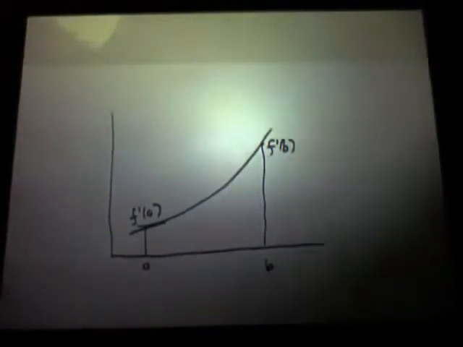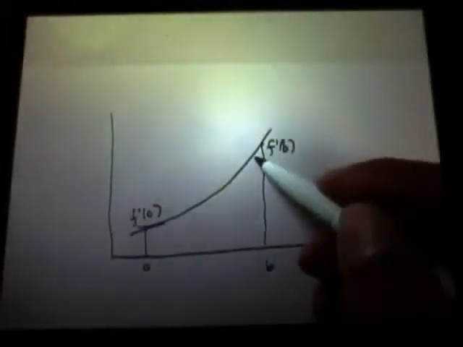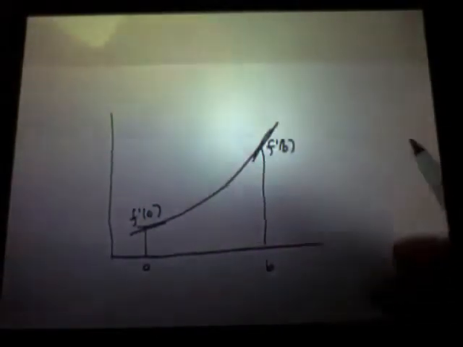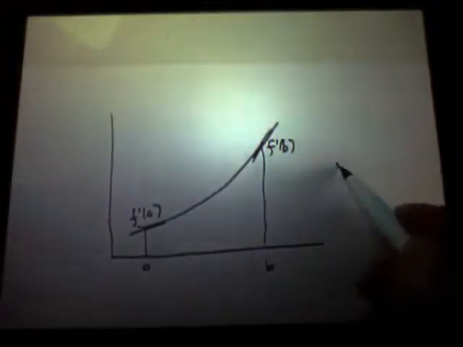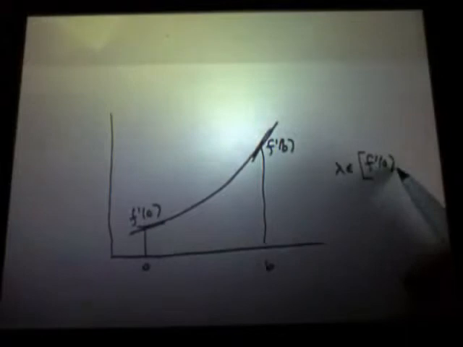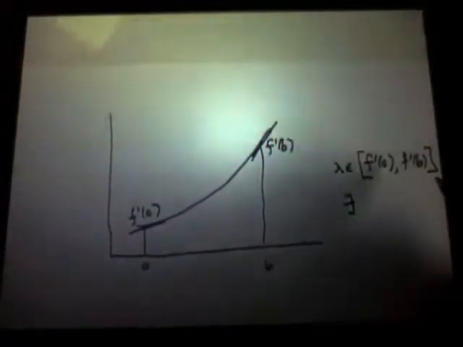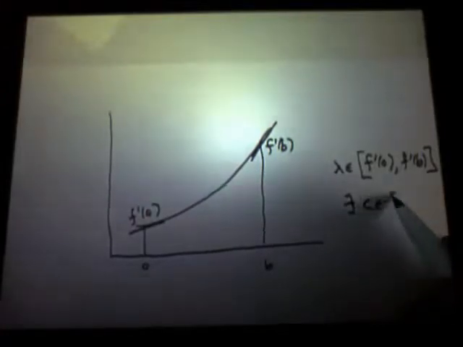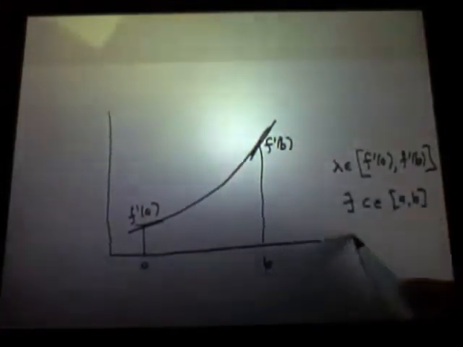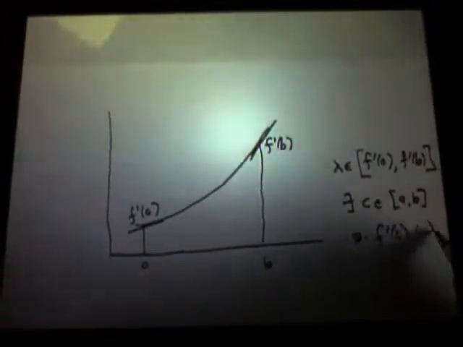And what the claim is, that for any lambda in the closed interval F prime of A, F prime of B, there exists a C in AB such that when you evaluate the derivative there, it equals lambda.